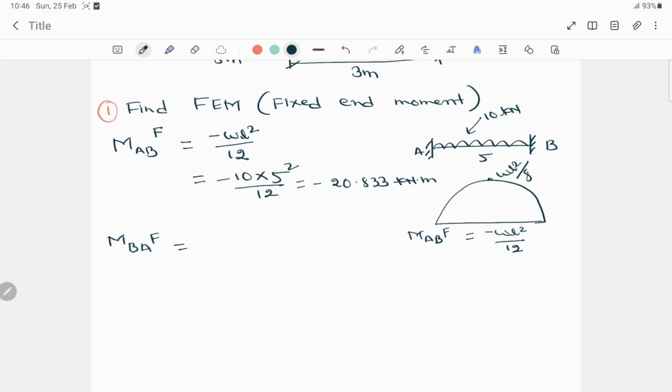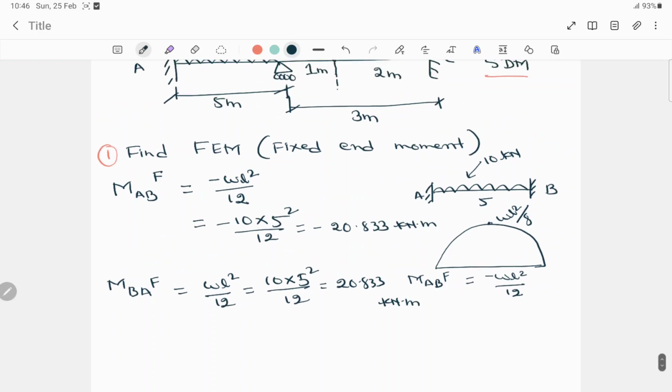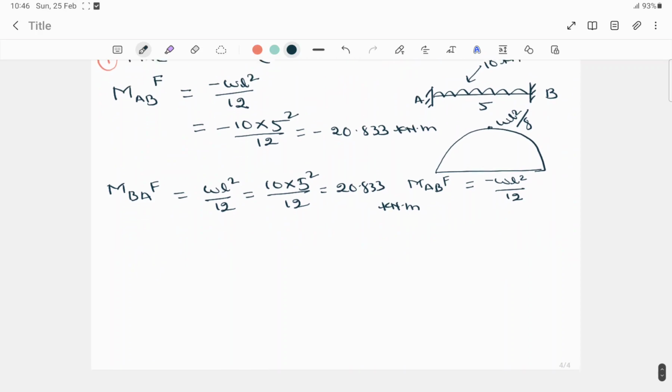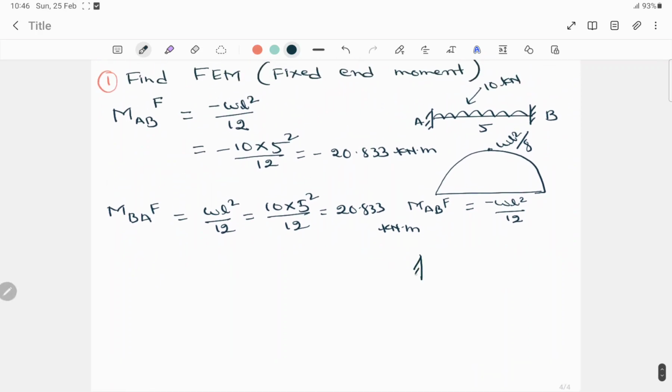Now we have to find MBA, it will be positive WL square by 12. So the value will be 10 into 5 square upon 12, which is equal to 20.833 kilonewton meter. Okay, so this is the span for A to B. Now we have to find for B to C, and we have to consider both the points are fixed.